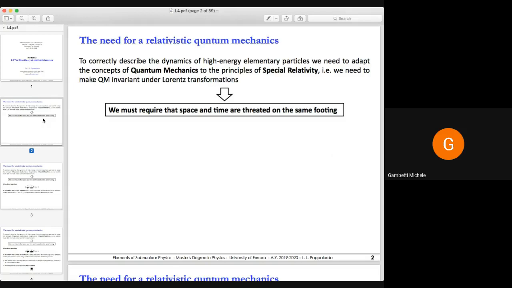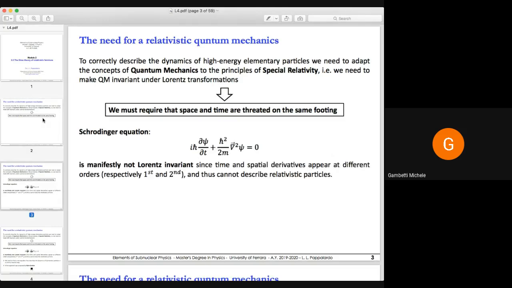So, to correctly describe the dynamics of high-energy elementary particles, we need to adapt the concept of quantum mechanics to the principle of special relativity. We know that we can treat particle physics only in a relativistic regime in most of the cases. And so, in a sense, we need to make quantum mechanics invariant under Lorentz transformations. In other words, this means that we must require that space and time are treated in the same way, on the same footing.